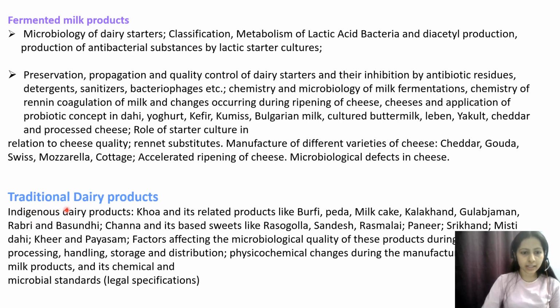Then under the section that is traditional dairy products, over here are indigenous milk products like khoa and its related products like barfi, pedha, milk cake, kalakand, gulab jamun, then rabdi, basundi, chana and its various other sweets like rasgulla, sandesh, rasmalai and all are associated, the factors which affect the microbiological quality of the products during processing, storage, handling, distribution, physiochemical changes during the manufacturing of these products and the chemical changes. So it's the legal specification actually, this you have to go through.